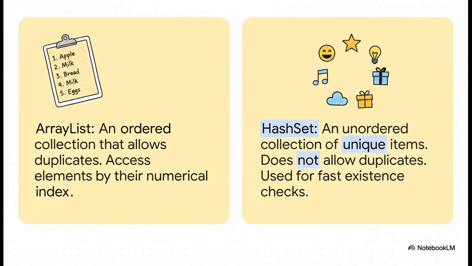And the whole point here is choosing the right tool for the job. So let me ask you, do you need an ordered list where you might have duplicates, kind of like a shopping list? Then you want an array list. Or do you just need to keep track of a set of unique items, like guests at a party, where you can't have the same person listed twice? That is a textbook case for a hash set.